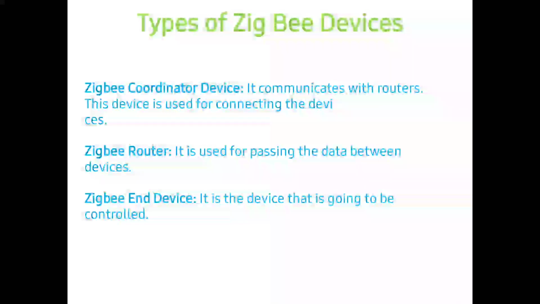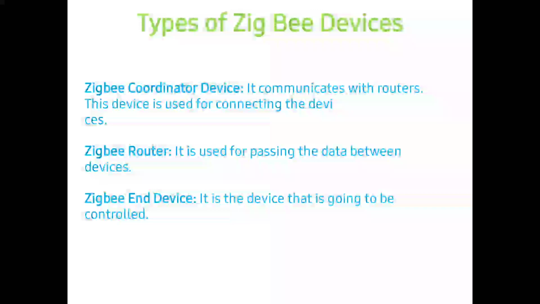There are three types of ZigBee devices. They are the ZigBee coordinator device, router, and end device. The coordinator communicates with routers. This device is used for connecting the devices. The device starts and controls the network. The coordinator stores information about the network, which includes acting as the trust center and being a repository for security keys.